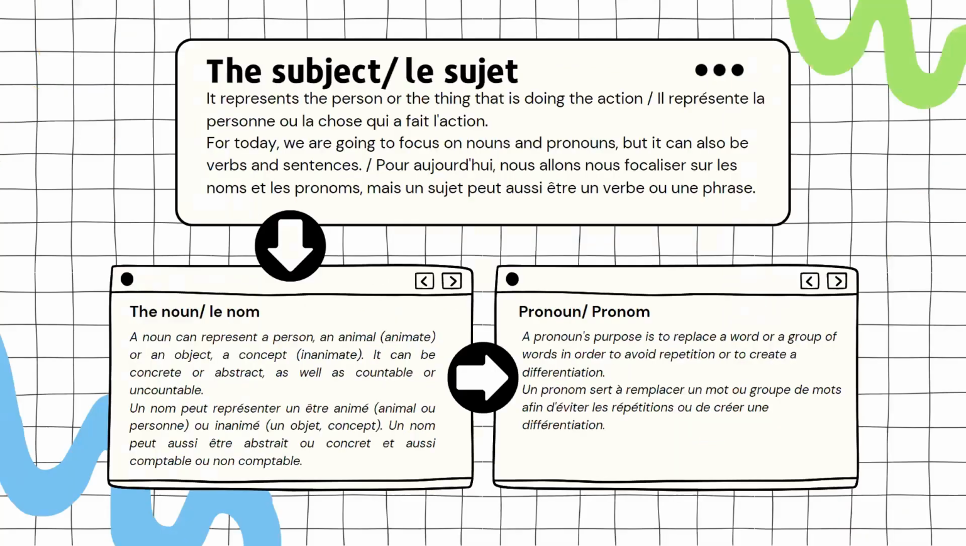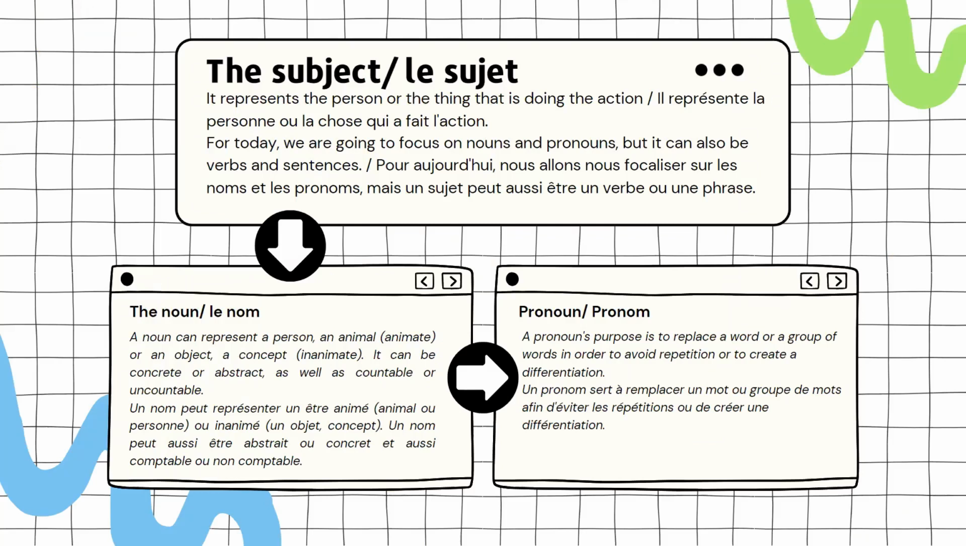So, as of that, we move on to the subject. Le sujet, the subject, le sujet. So it's really the first element of a sentence that we put on paper.